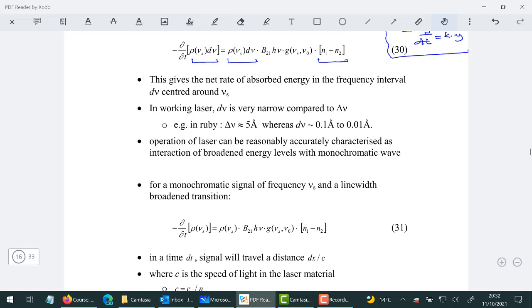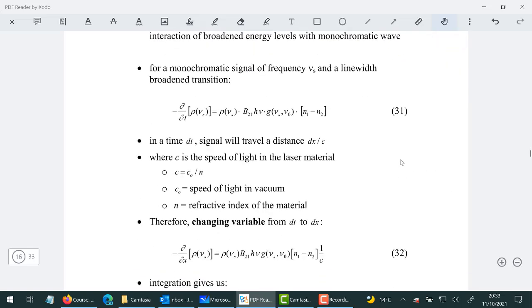Okay, so let's look at an example just to make sure that the assumptions we've made are reasonable. For a working laser, the signal line width is generally much smaller than the transition line width. So if delta nu is 5 angstroms, d nu might be 0.1 to 0.01 angstroms, and for those who have not seen this unit before, 1 angstrom equals 0.1 nanometers. So that assumption is fairly valid.